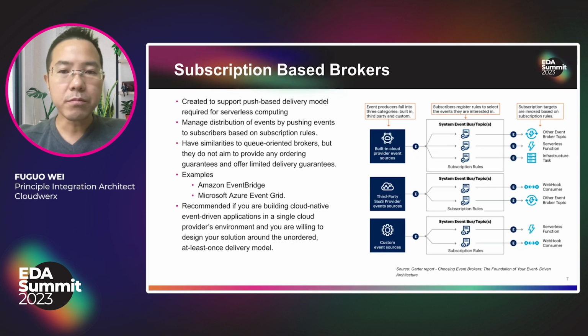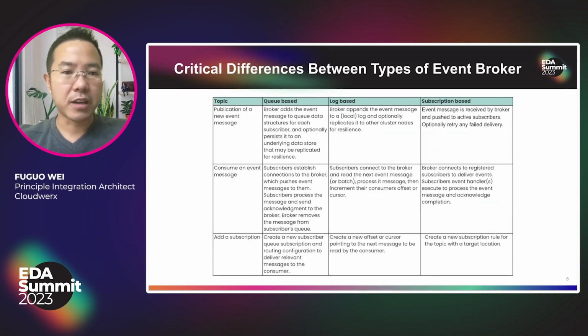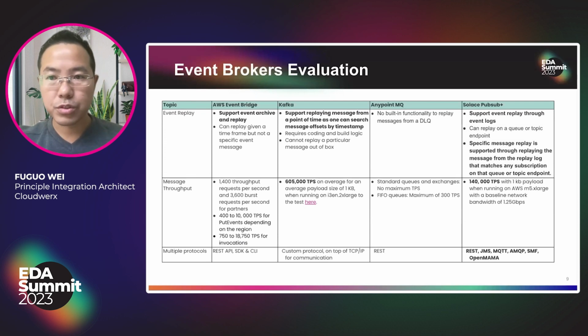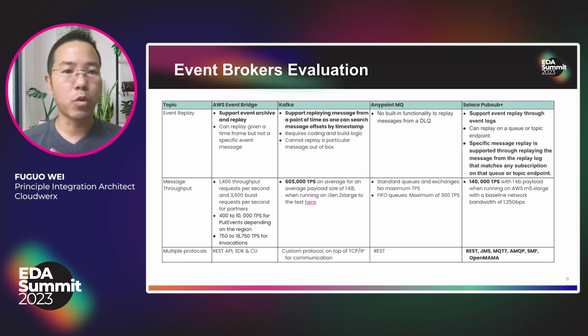So that's the idea. Now, I've got a slide here, but I think I've gone through the detail of each type of broker: queue-based, log-based, and subscription-based. I'll have it here for you guys to have a read later if you're interested in a little bit of detail. But I'm now going to go to the actual evaluation that I did, and a comparison among the 4 brokers I mentioned: EventBridge, Kafka, Anypoint MQ and PubSub. EventBridge is a subscription-based broker, as I just explained. Kafka is log-based. These 2 brokers, Anypoint MQ and PubSub, are queue-based.